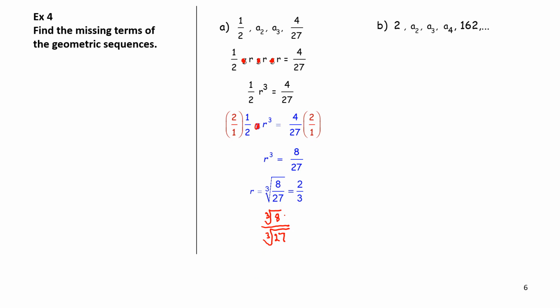Well, the cube root of 8, that's got to be 2. The cube root of 27, that's 3. There's my r value right there. Once I know my r value, it's just a matter of plugging it in and finding a sub 2 and a sub 3. So let's see if I wrote over the area where that's going to come into play here. And of course I did. So here's my r value, 2/3. If I take that r value and I take my a sub 1, which was a half, 1/2 times 2/3.